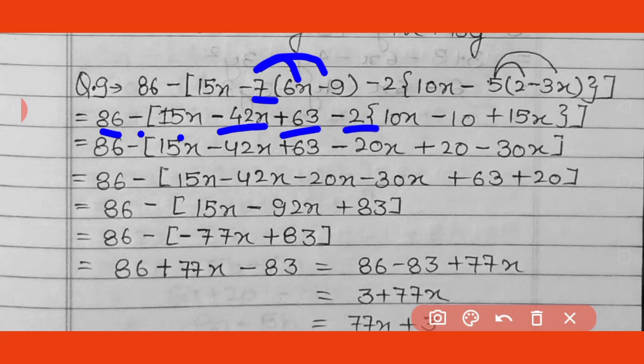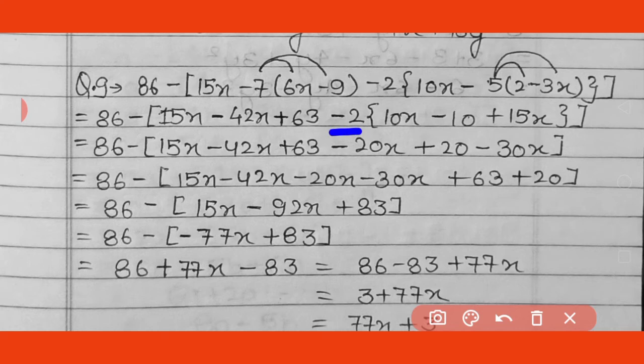And after it 10x is given. And minus 5 is multiplying with 2 minus 3x. Minus 5 is multiplied with 2, it became minus 10. And minus 5 is multiplied with minus 3x, it is equal to plus 15x. So now it will open the bracket. The curly bracket will open, and minus 2 will multiply with each term.